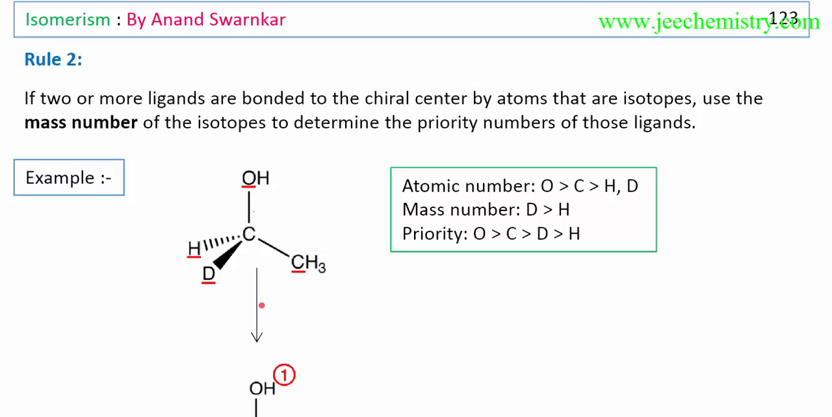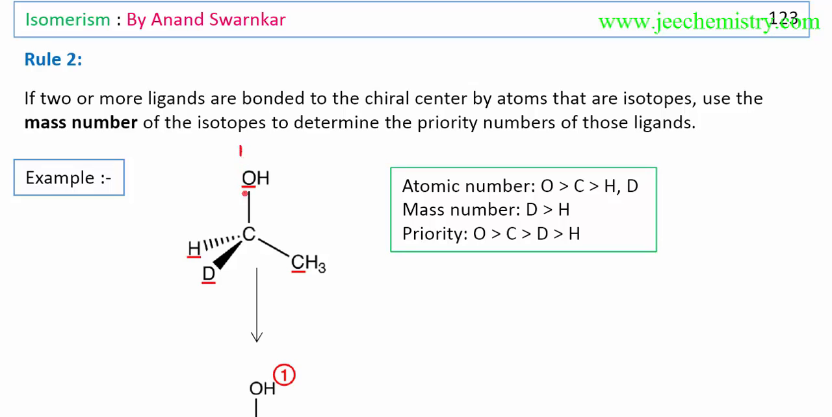Suppose any isotopes are present, such as hydrogen and deuterium. In this case, first of all we have to consider the atomic number. If atomic numbers are equal, then you have to consider the mass number. The first step is to consider the atomic number. If the atomic number is equal, then we go to the mass number. In this compound: oxygen, carbon, deuterium, hydrogen. First of all you have to consider the atomic number. Oxygen has the highest atomic number, then the carbon, then the hydrogen and deuterium.